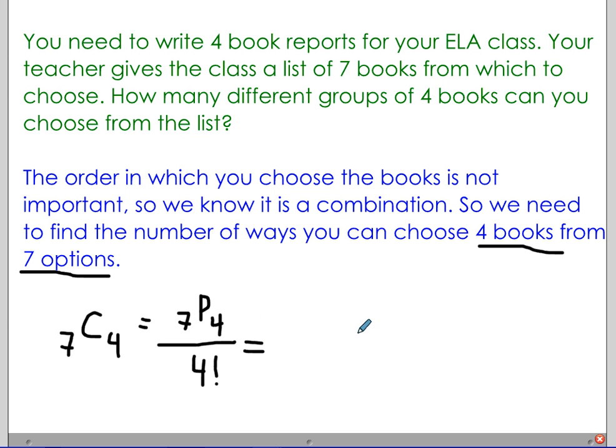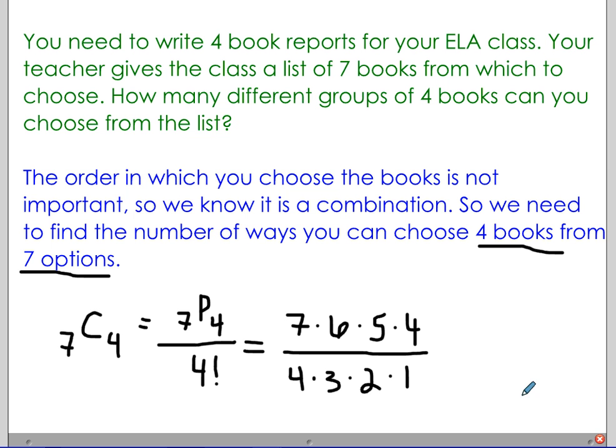So if I were to figure that out, I would know that it's 7 times 6 times 5 times 4 all over 4 times 3 times 2 times 1. All right, now I can do one of two things. I can multiply 7 times 6 times 5 times 4 and then divide it by 4 times 3 times 2 times 1. But I'm going to pretend that I don't have access to a calculator right now.